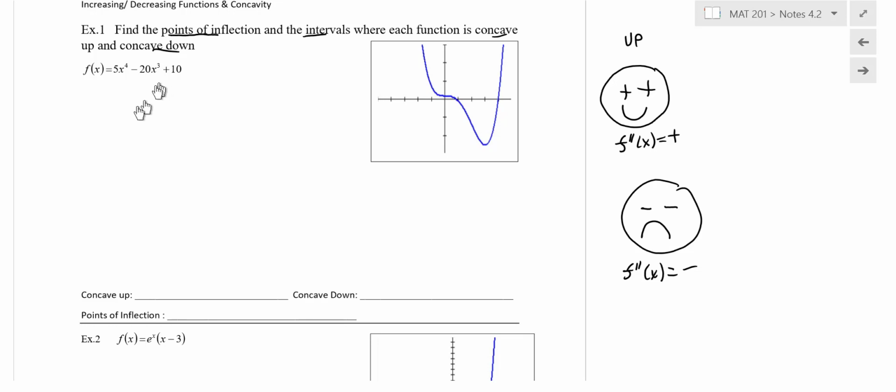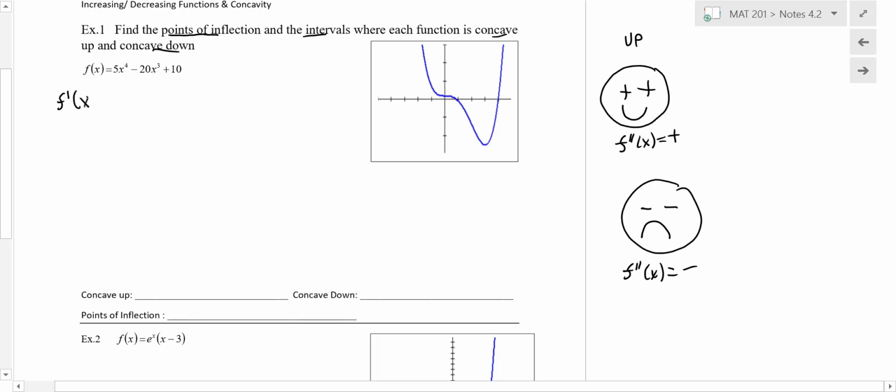Okay, so what we're going to do on this problem then is we're going to start with the first derivative. This will be a pretty easy problem because the derivatives are easy. So that's going to be 20x to the third minus 60x to the second.